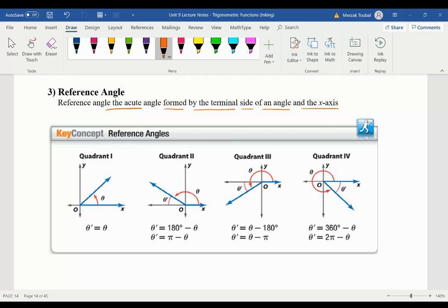The terminal side of the reference angle has an angle with the x-axis. So it means the angle has to be in between the x-axis and the terminal side. That's the condition. So let's look at the first figure over here.